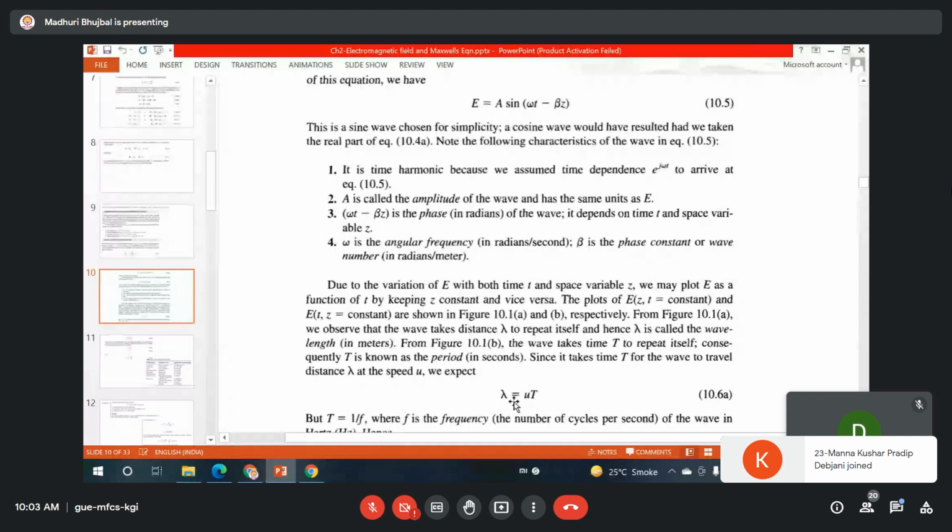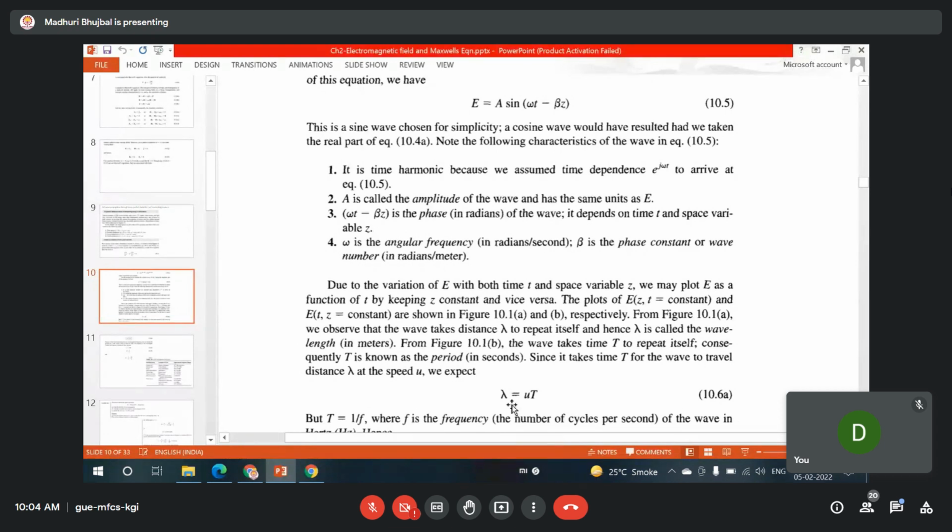Lambda is equal to u into T. Now what is lambda? Wavelength of the wave. Yes, write down wavelength. Lambda is the wavelength of the wave. Next, what is capital T? What could capital T be? Time period. Write down, capital T is time period.